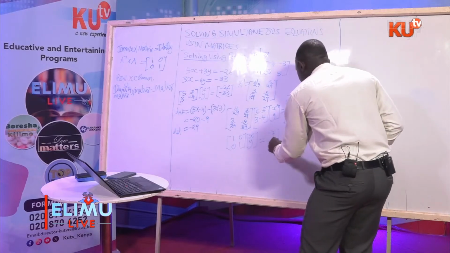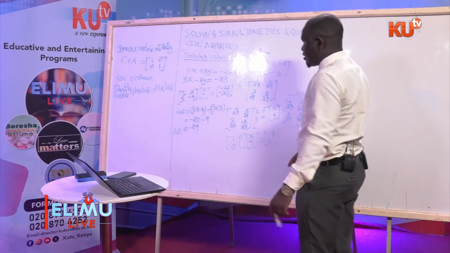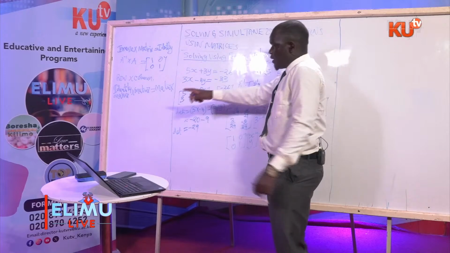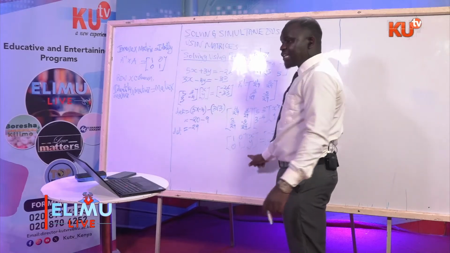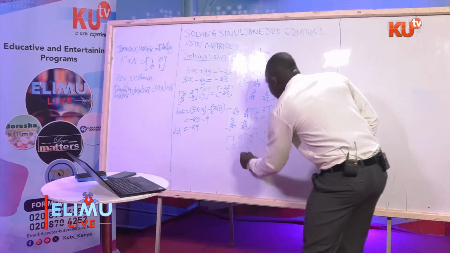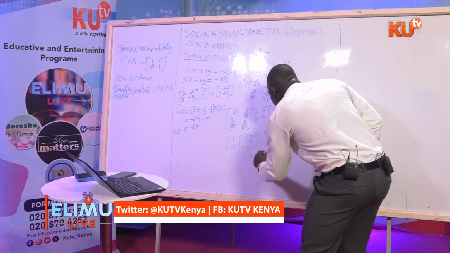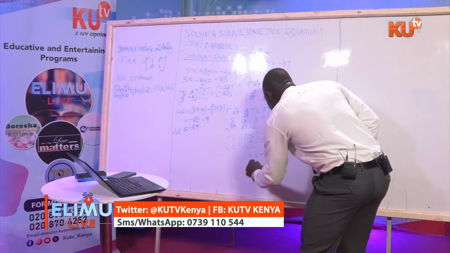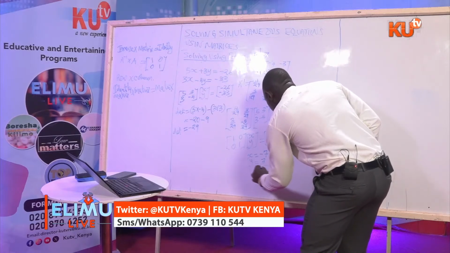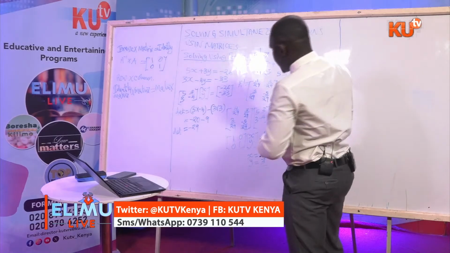Then this one you wrap here. And once you do it like this, remember there is a law I've written there. The identity matrix times the matrix itself becomes the matrix. So this one is just like saying x is equal to negative 7. Y will be equal to 3. And you'll have solved that by matrix method.